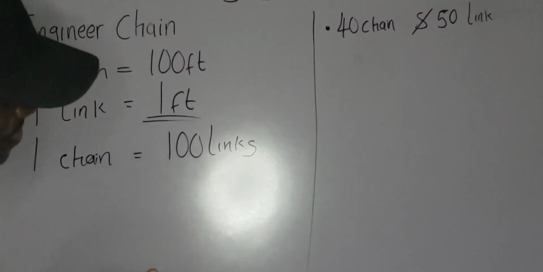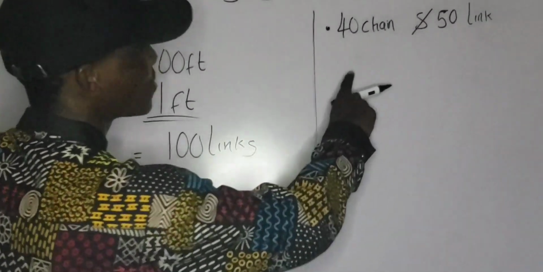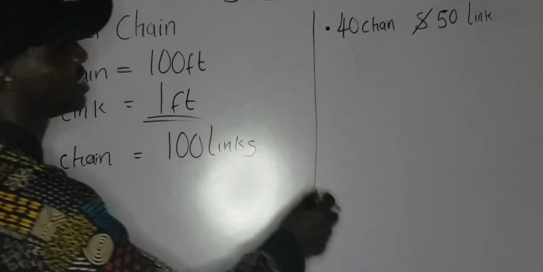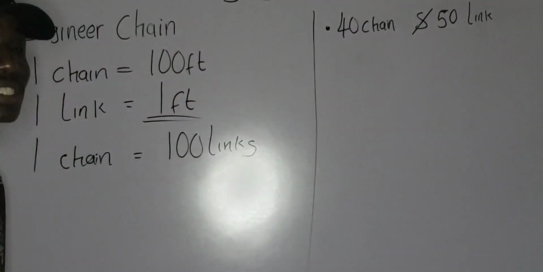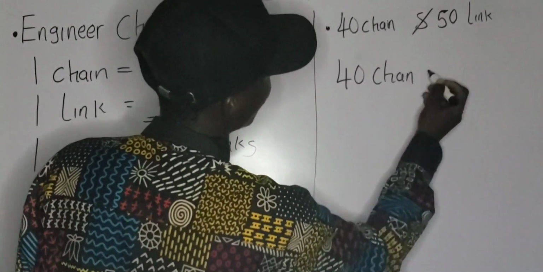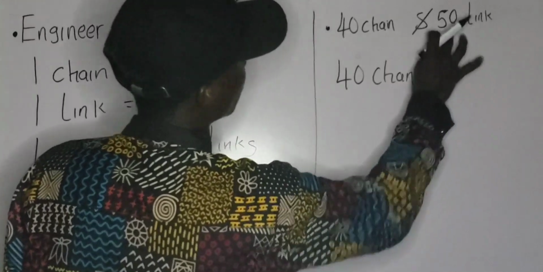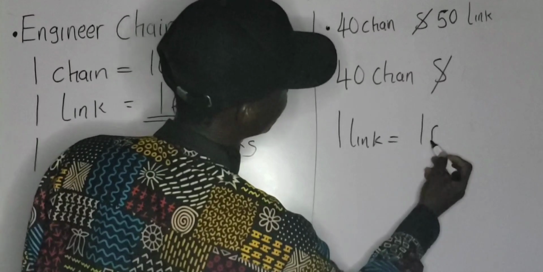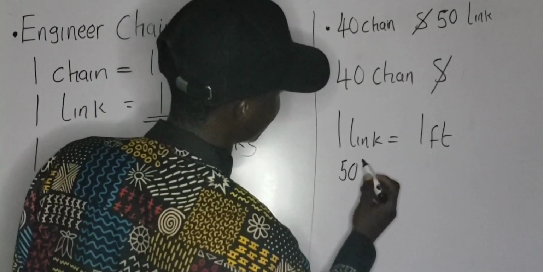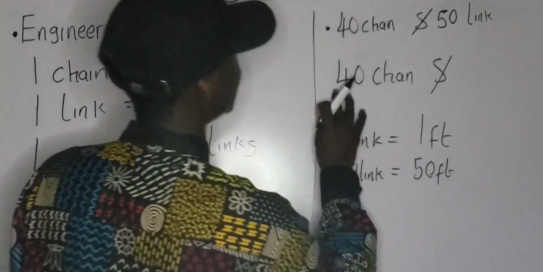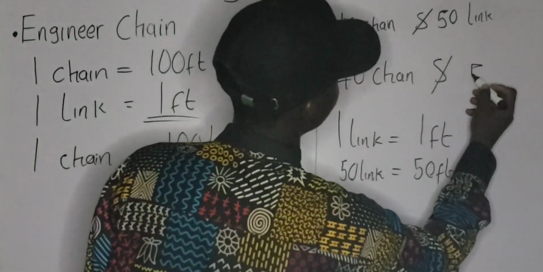Now, please, I want you to pay attention. They want us to express it in chains and feet, but we have been given 40 chains, so there is no need of converting down to feet because they want the answer in chains and feet. The only thing we have to do in this question is convert only the links to feet. Do you understand? So this will be 40 chains and, now don't forget that 1 link is equal to what? 1 foot. So 50 links will be equal to what? 50 feet. Okay? So this distance is 40 chains and 50 feet.